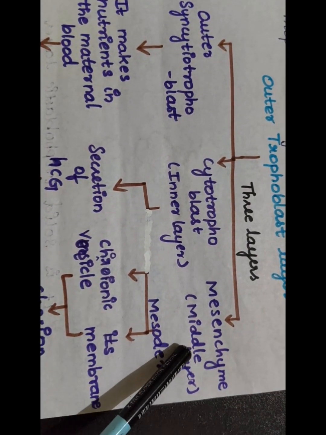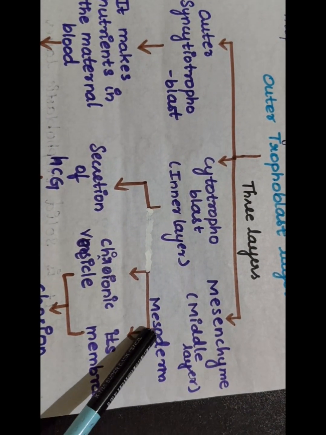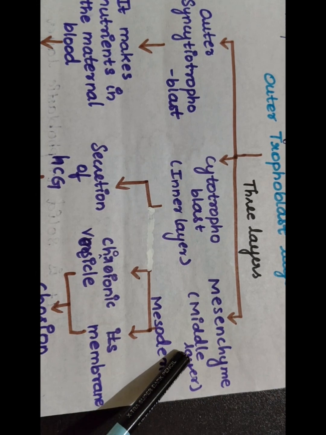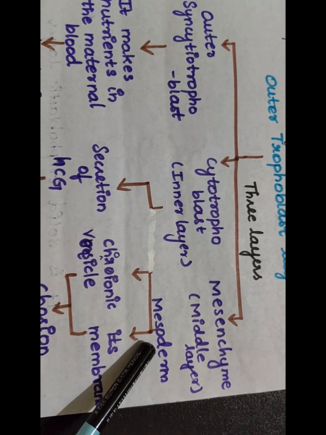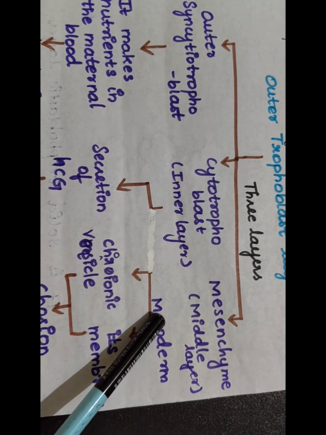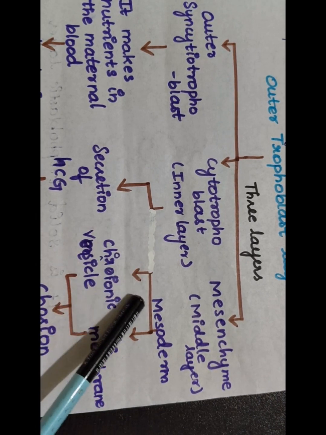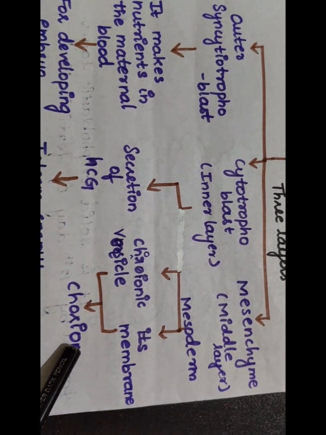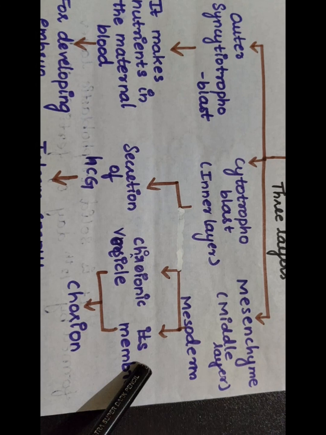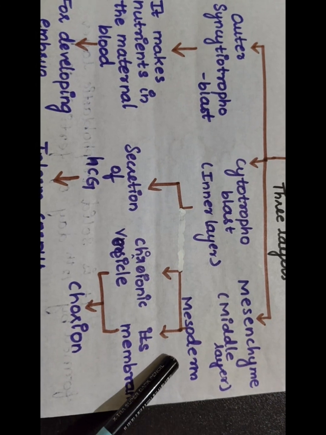Then next, the mesenchyma is the middle layer, which we can also call the mesoderm. In its functions, it forms the chorionic vesicle and its membranes. The chorionic vesicle consists of the amnion and chorion. The main part is formed in the chorion, which forms from the mesoderm.